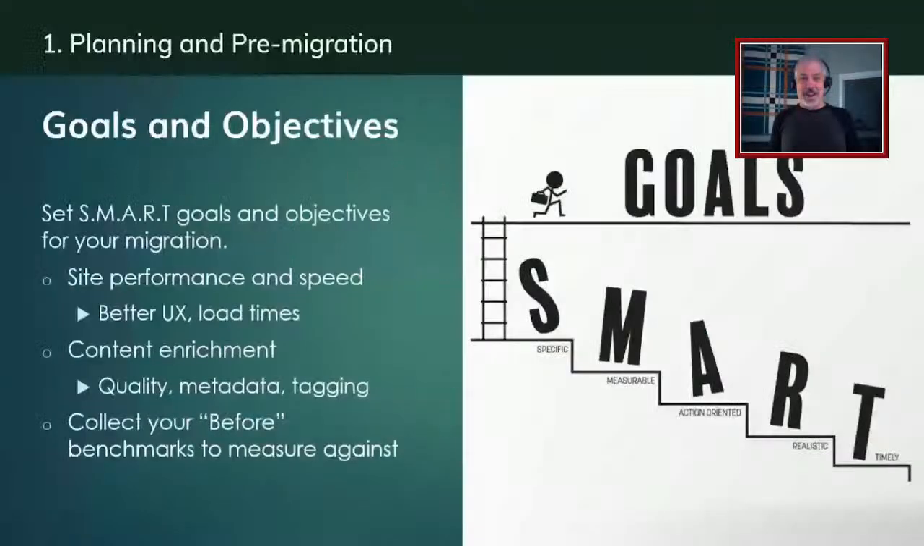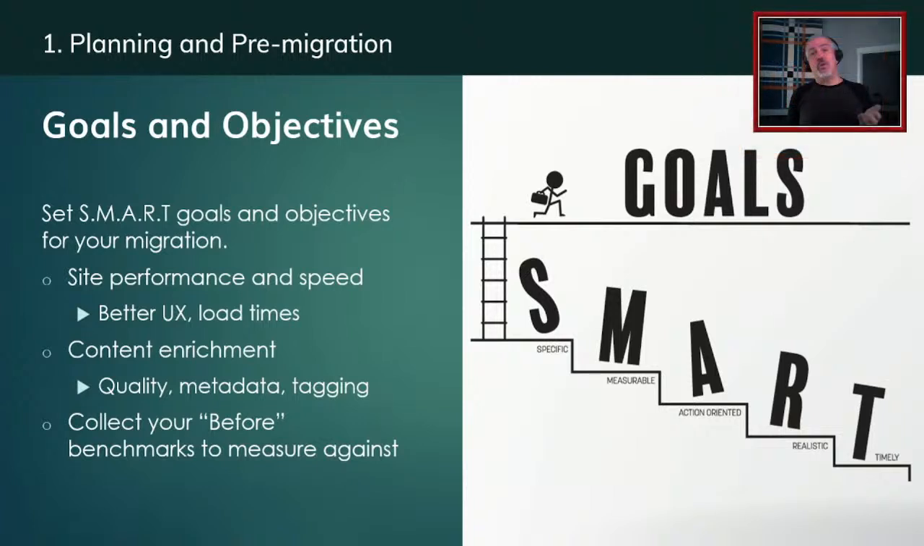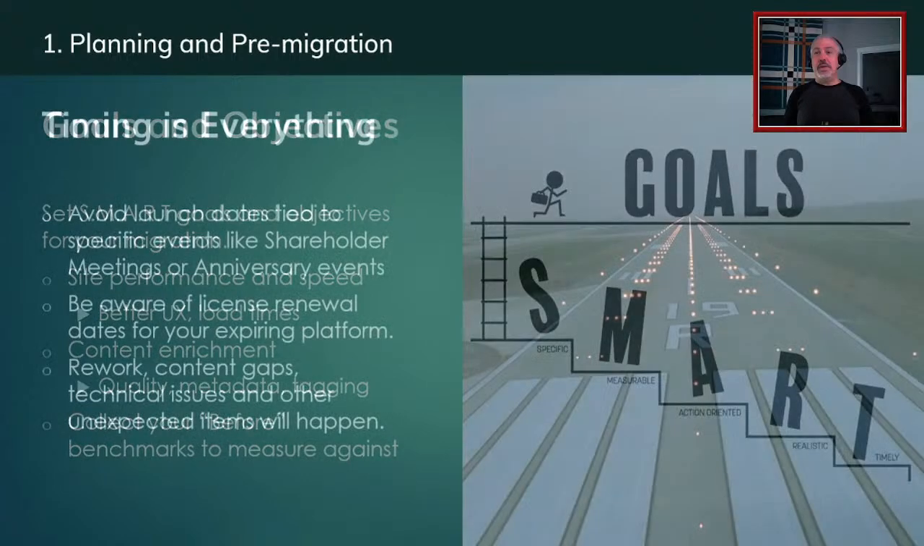Like everything else, your content migration should have SMART goals and objectives to determine success. Some of your performance goals can include improved page load speeds or a better user experience. Content goals can include improving your content quality and discoverability, and making for better SEO with metadata and tagging. So one important thing to know too is you have to collect your before benchmarks so you have something to measure against post-migration.